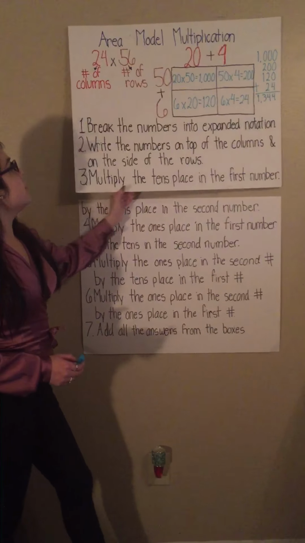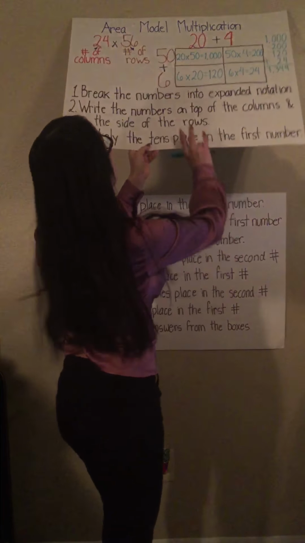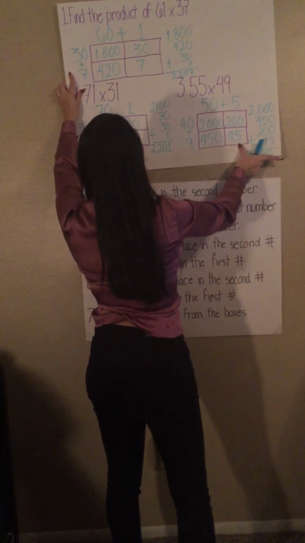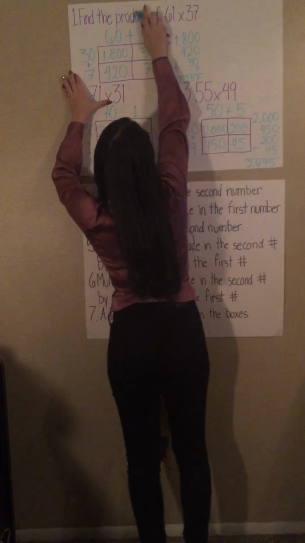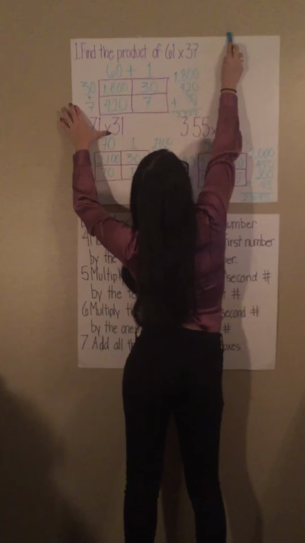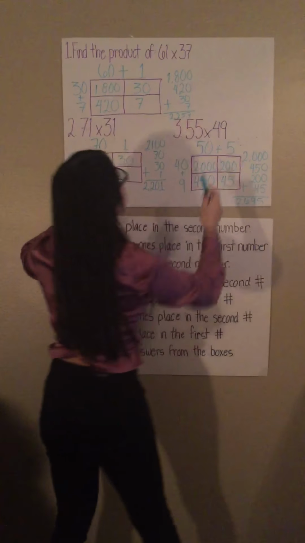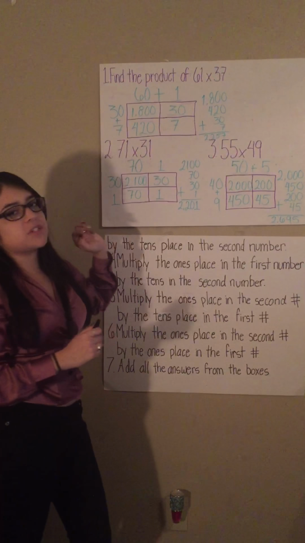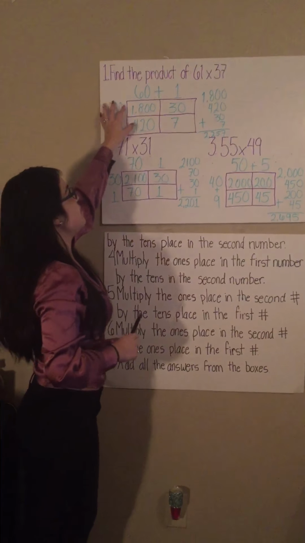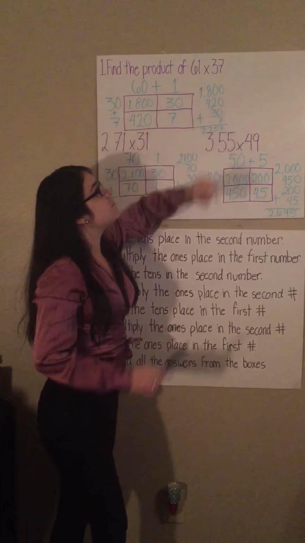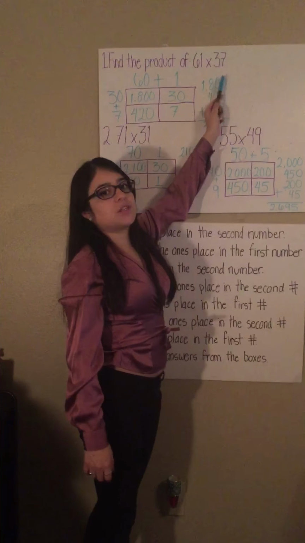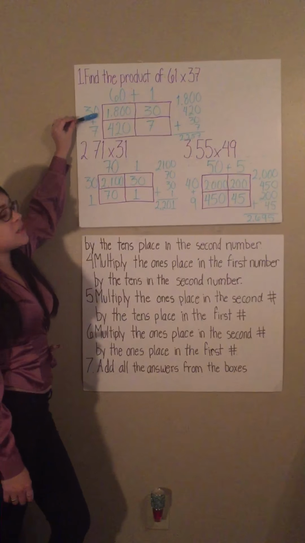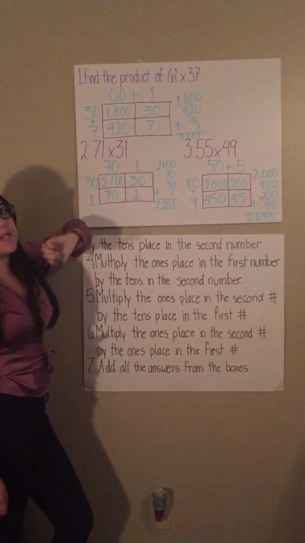Now we're going to work on some practice problems. Okay, so our first problem is going to be finding the product of 61 times 37. So we do our box first, and then we have to do the expanded notation.